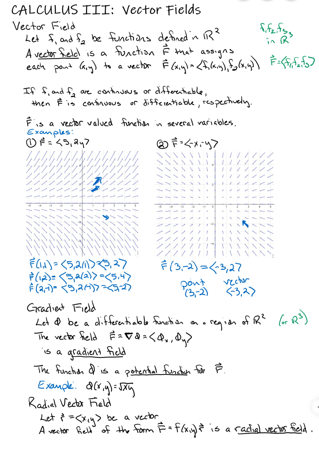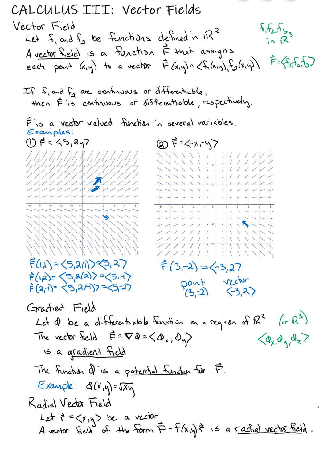Notice, of course, if we were in R3 space, then we would have the first partial with respect to x, the first partial with respect to y, and the first partial with respect to z as our three components. In that order. Notice the first partial with respect to x is the first component. It's never the second or third component. This is called a gradient field. And our function phi is called a potential function for F.